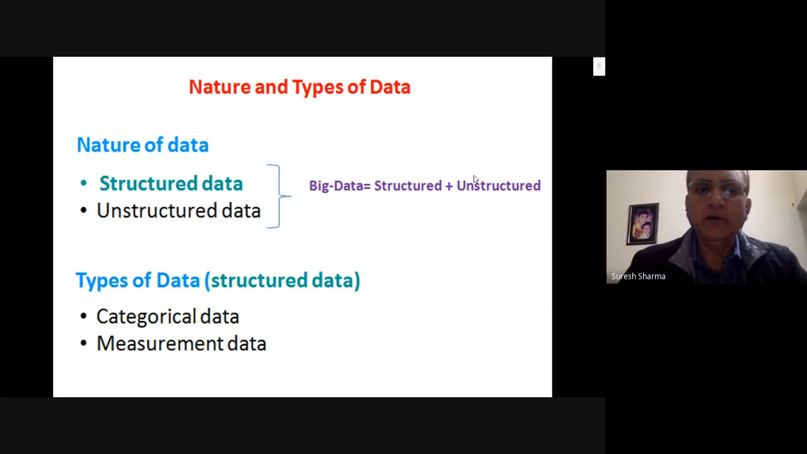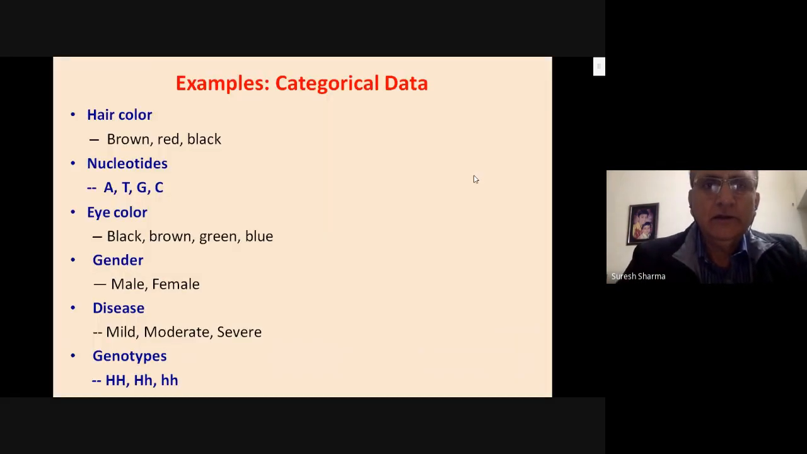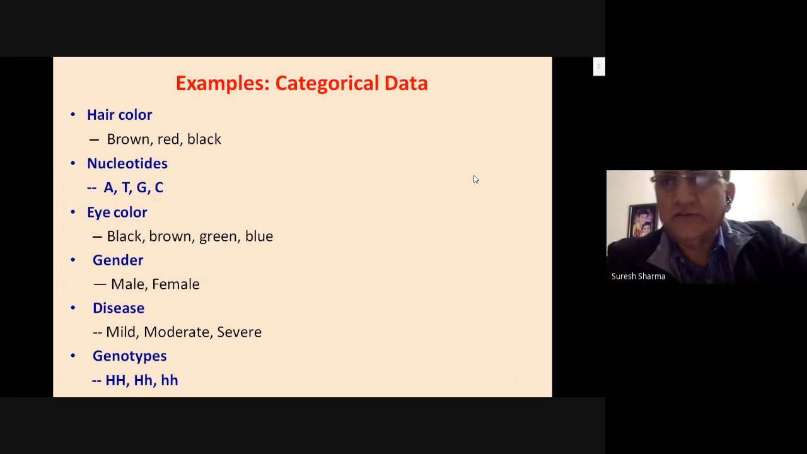So hopefully the idea about categorical data and measurement data is clear. Category means it is simply a label you are defining in terms of 1, 2, 3, 4. Measurement data means you are measuring something on a proper scale, right? Okay, look at the examples of categorical data. These are examples of categorical data. Hair color could be brown, red, black. Now, I didn't put white there because people sometimes get depressed.